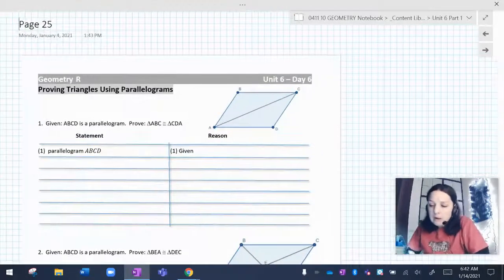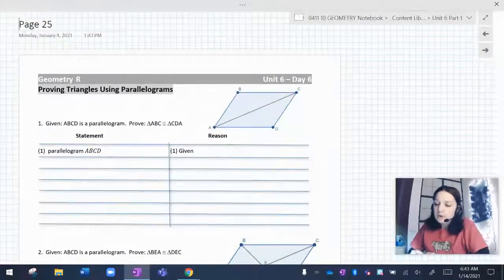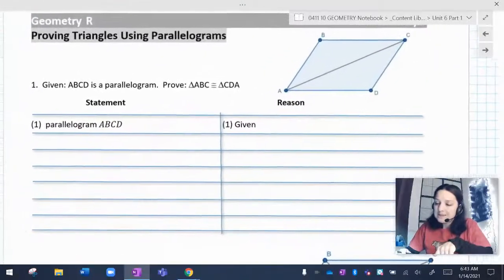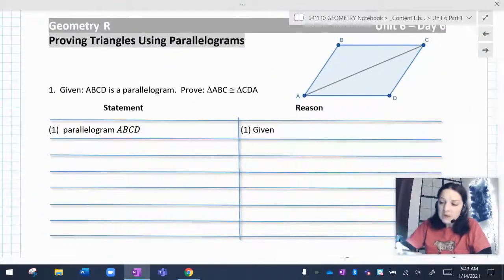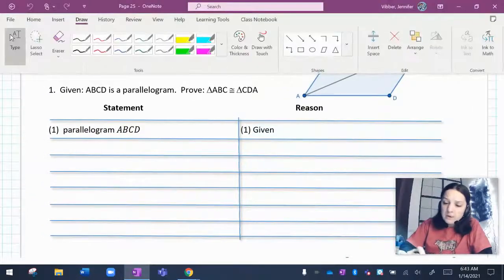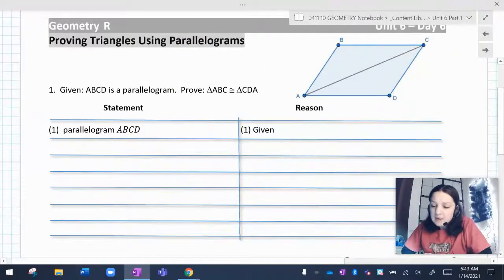So we are working on this lesson, proving triangles using parallelograms, Unit 6 and Day 6. I'm just going to jump right in. This says, given ABCD is a parallelogram, prove that the top triangle is congruent to the bottom triangle. Okay, I think I can do that.